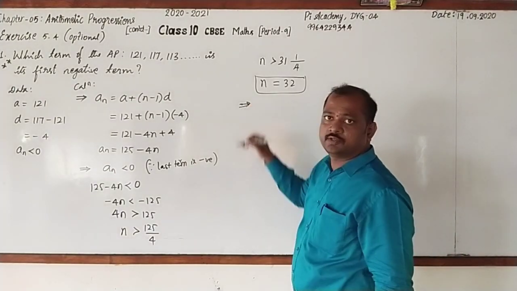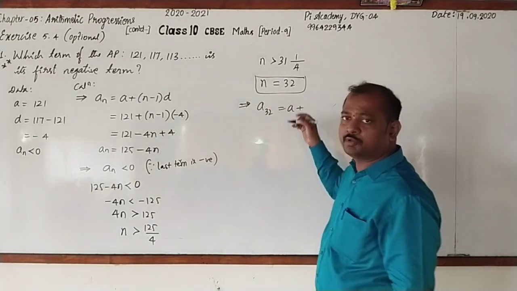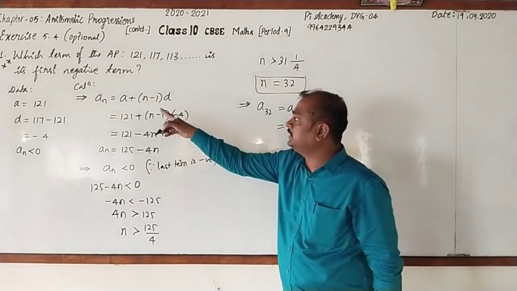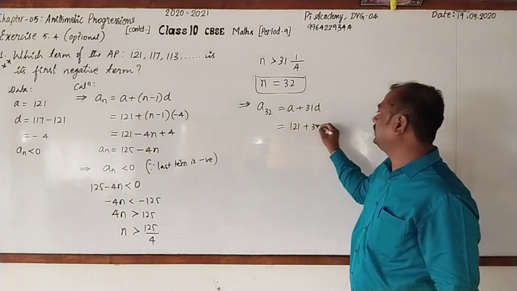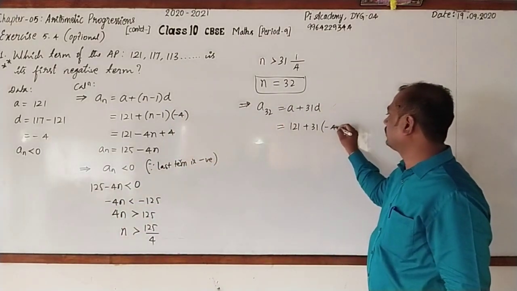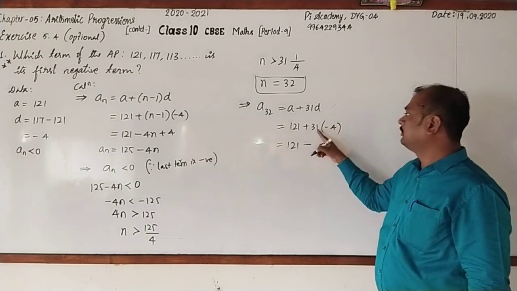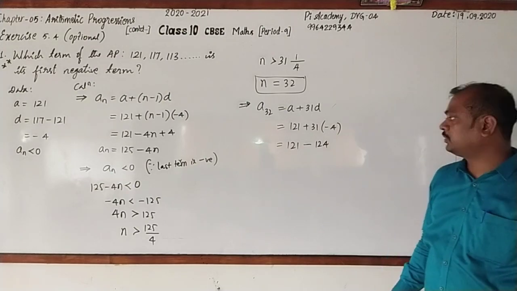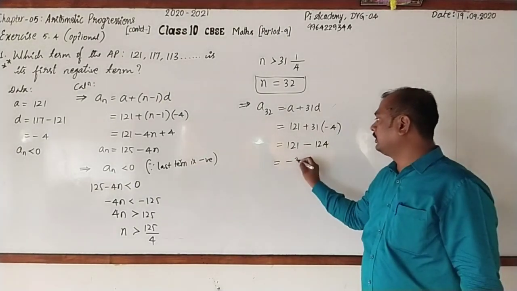Here I'll write. But which is that? Let us find out that. a32 is equal to, how do you write? a plus 31d. What is a? A is 121. Plus 31 into d, how much? This is minus 4. It is equal to 121 plus 31 into minus 4. Minus, multiply by 4. 4 ones are 4, 4 threes are 12. Minus 124. It is equal to 121 minus 124, minus 3.